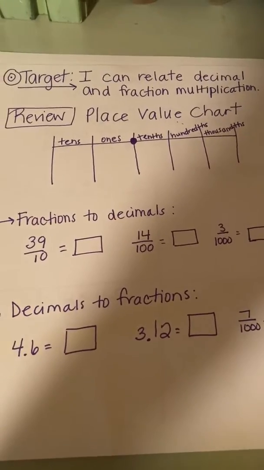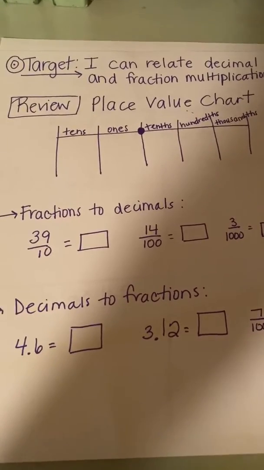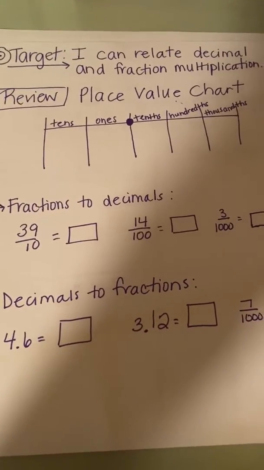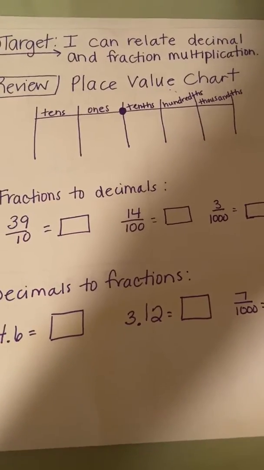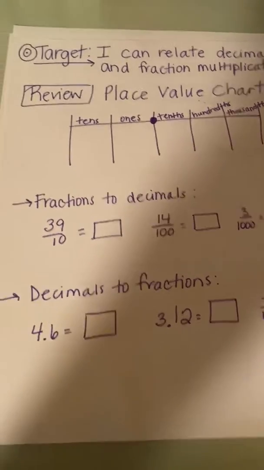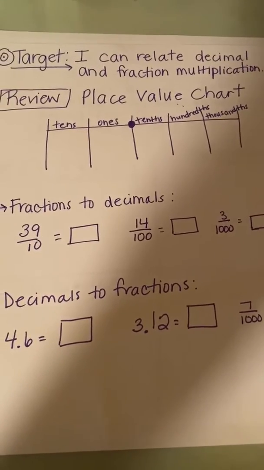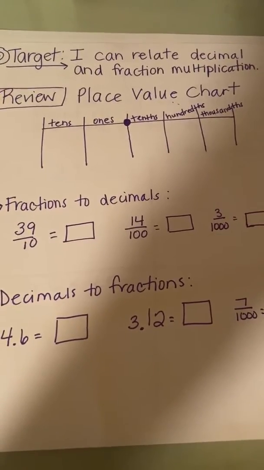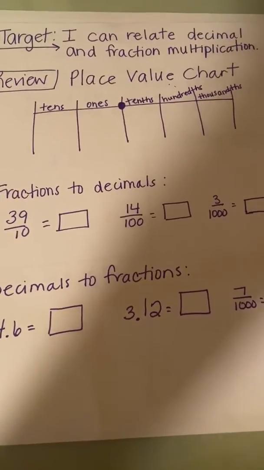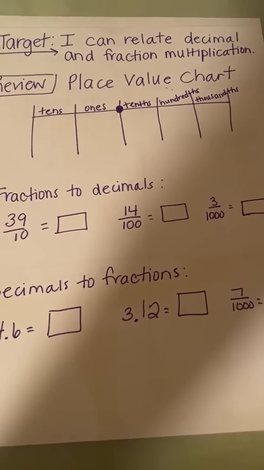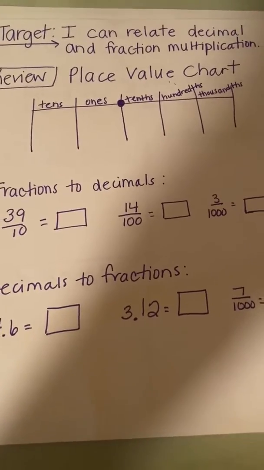Anyway, probably should get to the teaching stuff. Okay, so yesterday's target is going to be the same as today because we're just going to go back and forth to make sure that you can actually relate decimal and fraction multiplication to each other. So again, always a review of our place value chart, because for us in 5th grade, that's our main thing. That's why we started with it in September. You have to understand the place value chart in 5th grade, because that's the basis of every single thing we've learned ever since September.